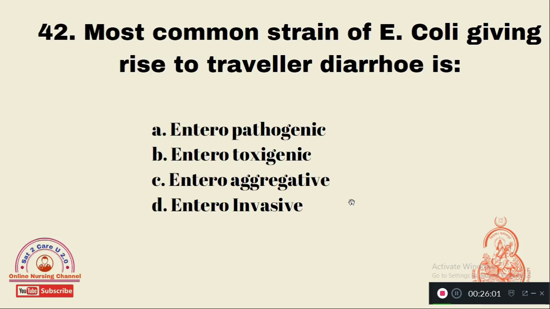Question number 42. The most common strain of E. coli giving rise to traveler's diarrhea is A, enteropathogenic, B, enterotoxigenic, C, enteroaggregative, option D.